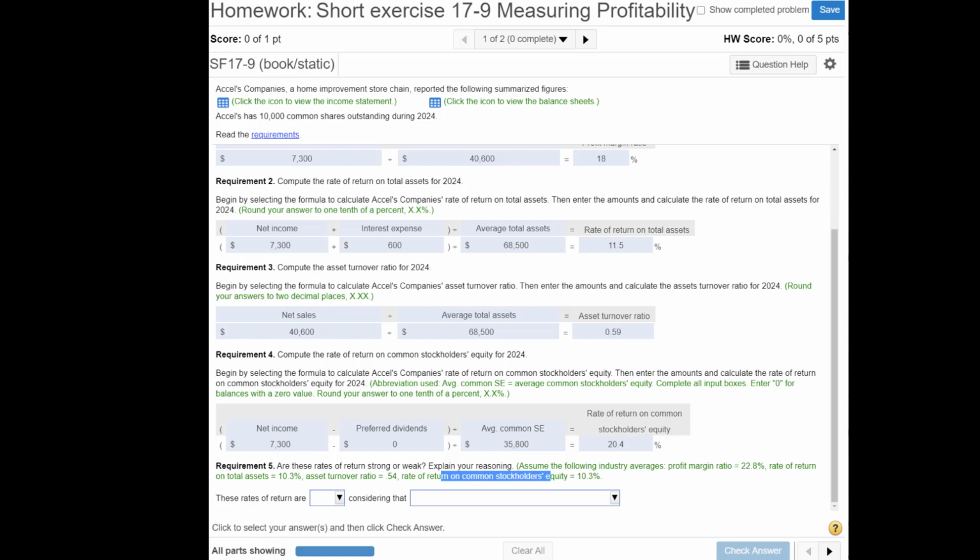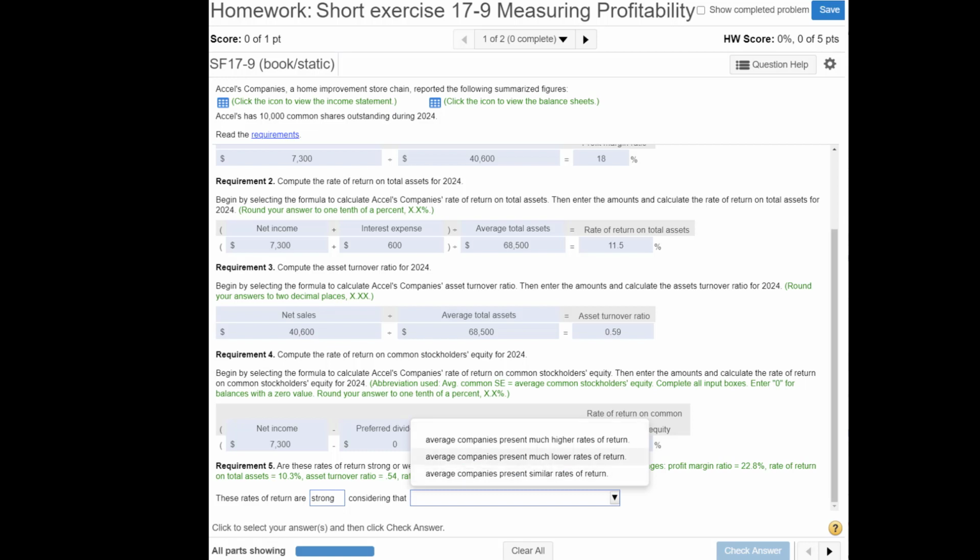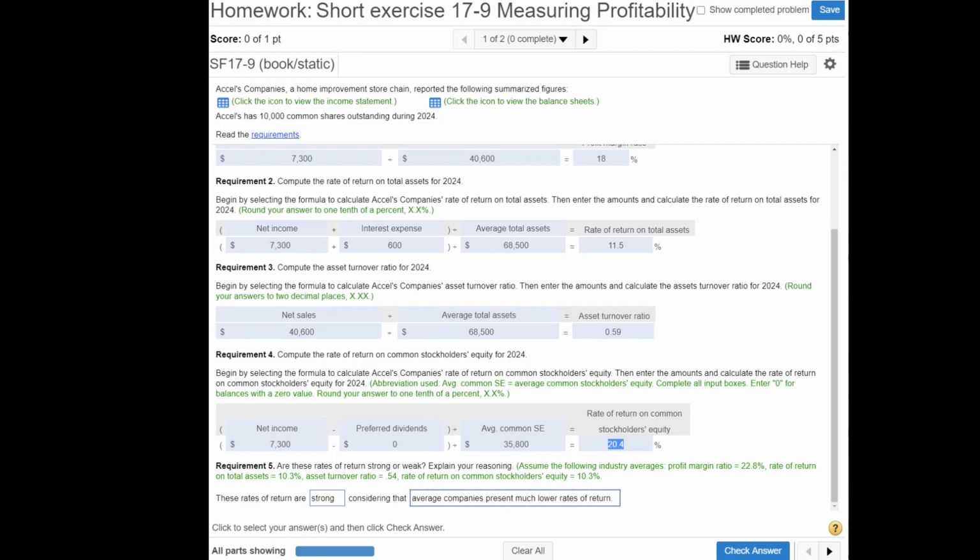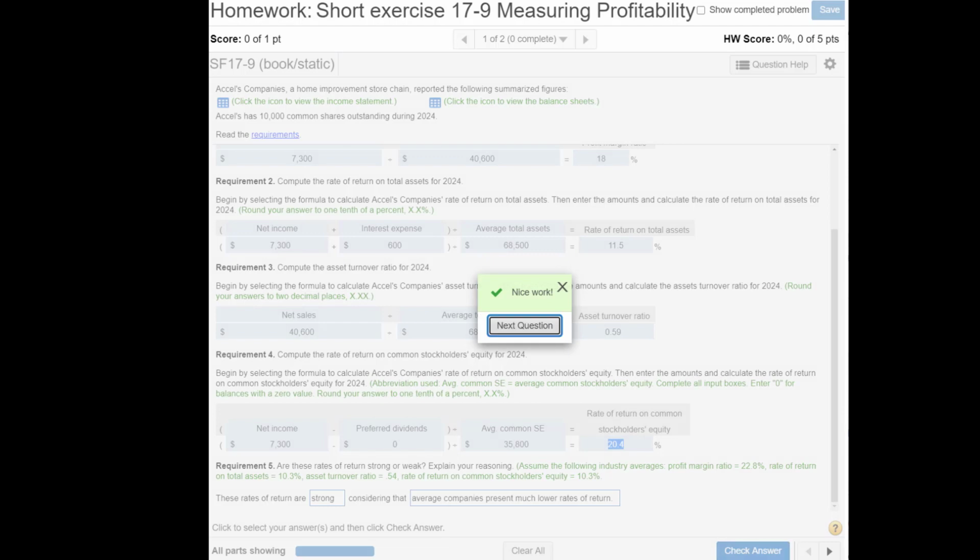And rate of return on common stockholders' equity, 10.3. Ours is, wow, much better, 20.4. So overall, they are strong, considering that average companies present much lower rates of return. So return on equity is a very important one, and this company is doing a great job on that. So that's it.